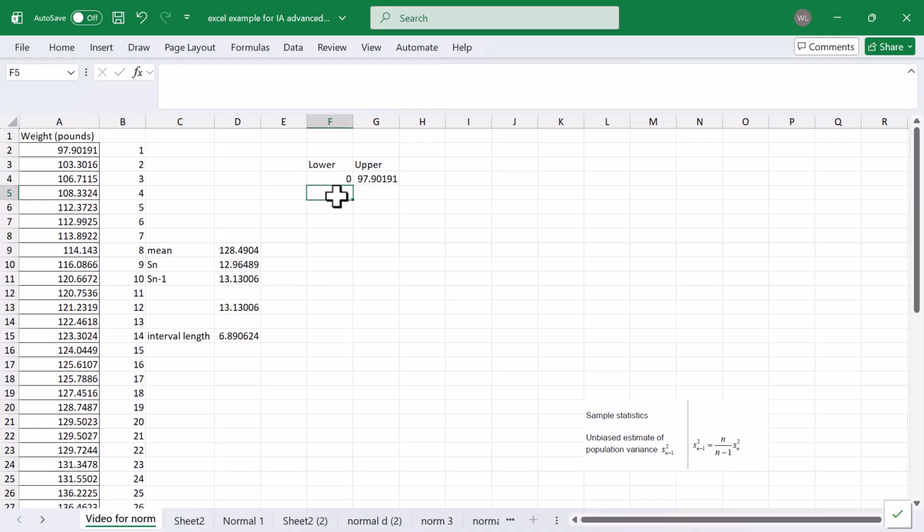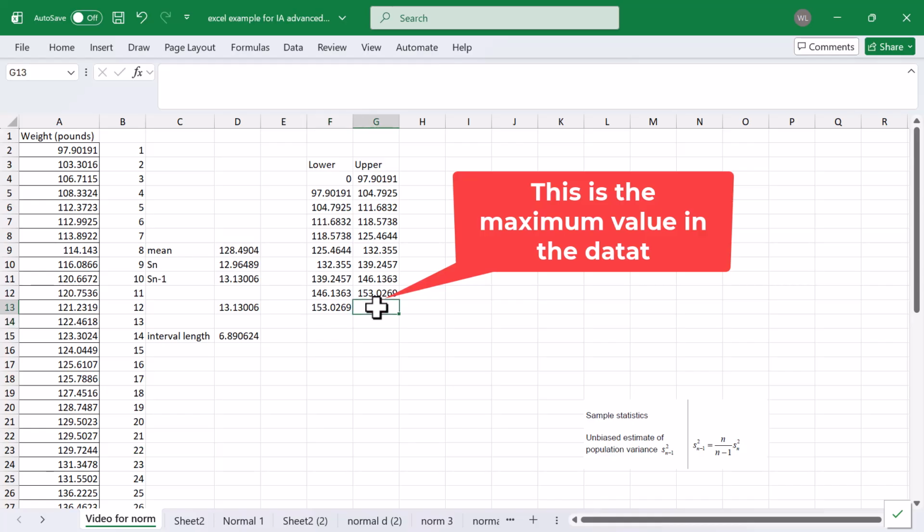For second interval, lower will be this upper. Then for upper bound will be this lower plus this interval length. Lower bound equals previous upper bound. Then upper bound equals the lower bound plus the interval length. Keep doing the same thing until you got the maximum value. Then this will be infinity.